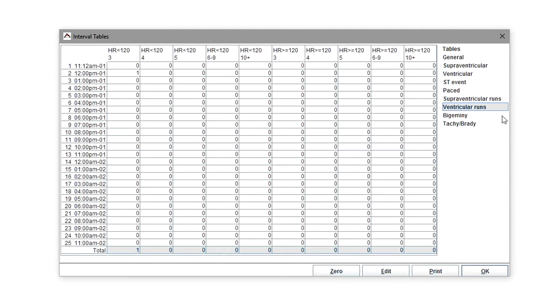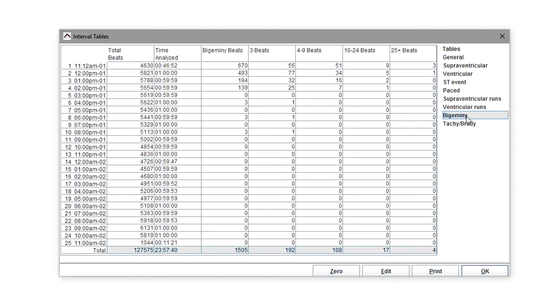This is an interval table that lists the time of day at the start of the interval, then the number of 3-beat, 4-beat, 5-beat, 6 to 9-beat, and 10 plus beat VPB runs that occurred at a rate equal to or more than the VTach heart rate setting in scanning criteria.